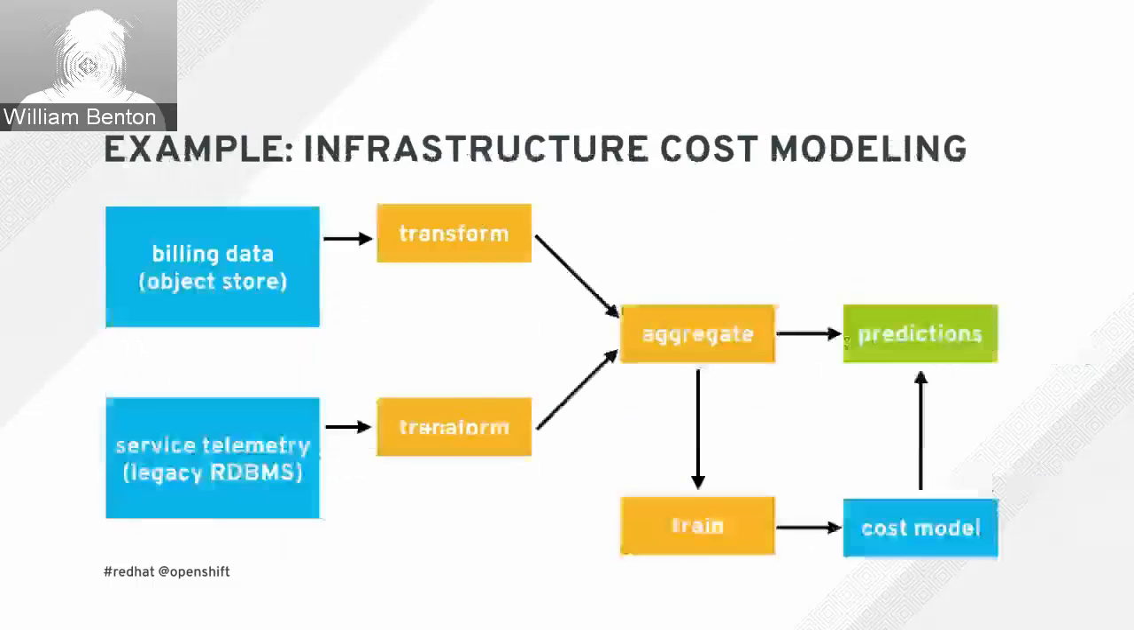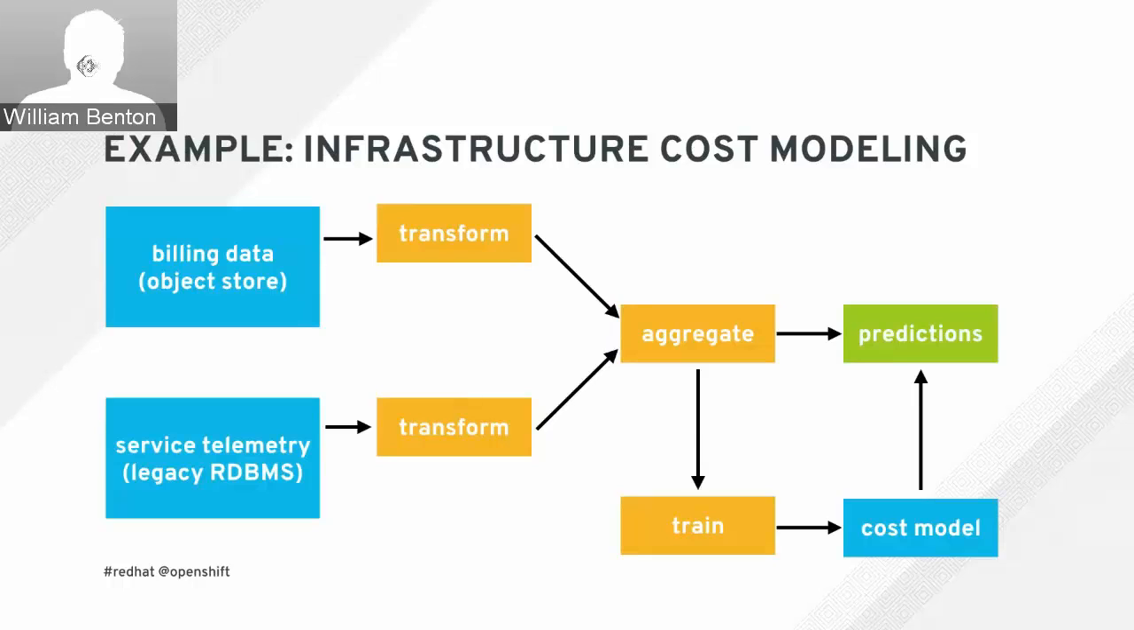As an example, let's look at an application that models infrastructure costs for applications running in a public cloud. And here we have a couple of different data sources that we're going to federate and use to train a predictive model. So we have billing data from a service provider that's in an object store. And we have service telemetry from a monitoring tool that's stored in a legacy relational database.